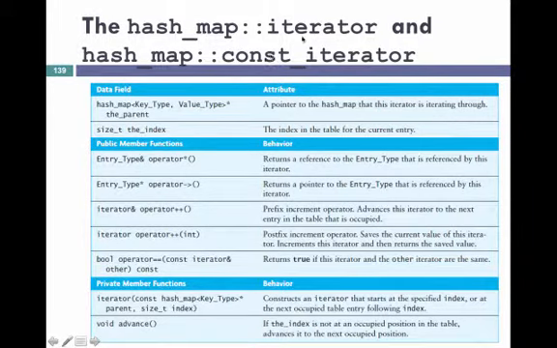Now here, the hash map iterator and the hash map const iterator are defined. Here are some data fields. Here's a pointer to the hash map that this iterator is iterating through, and the index in the table for the current entry. Here's some public member functions and their behavior, and some private member functions. Why don't you pause the slidecast and study these functions and their behaviors. I'm not going to read it all for you. You can study that at your own pace.